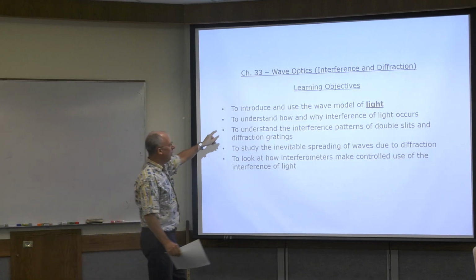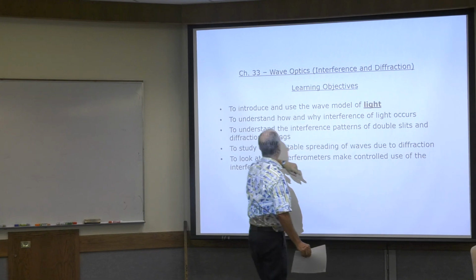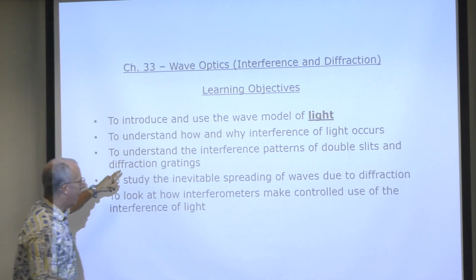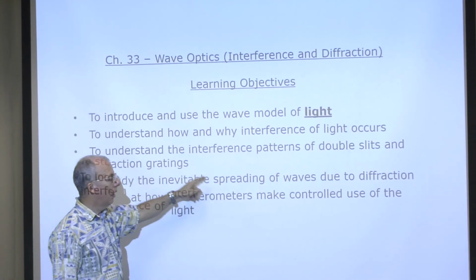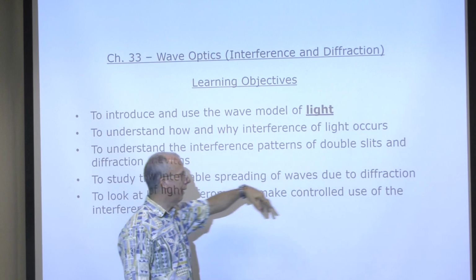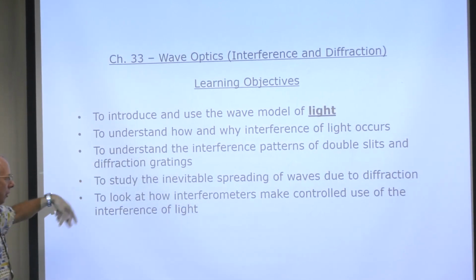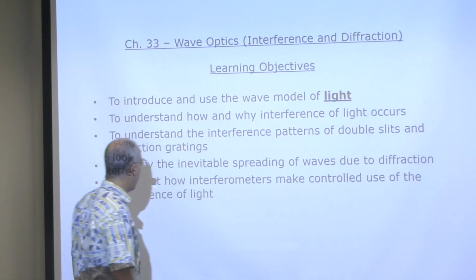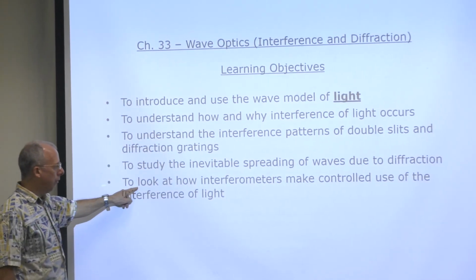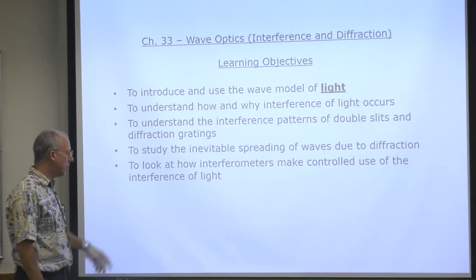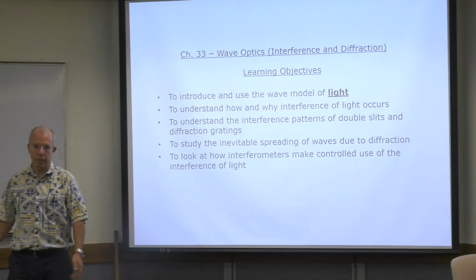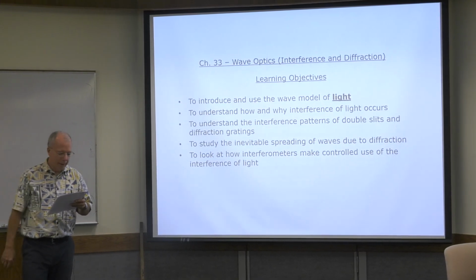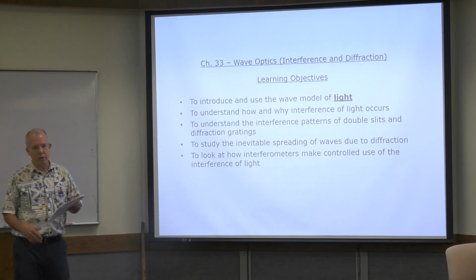So here are the objectives. We're going to introduce and use the wave model of light. We're going to understand how and why interference of light occurs. We'll understand the interference patterns of double slits, you already know that, and diffraction gratings, that's new. Study the inevitable spreading of waves due to diffraction. And look at how interferometers make controlled use of the interference of light to make measurements of the wavelength of light.